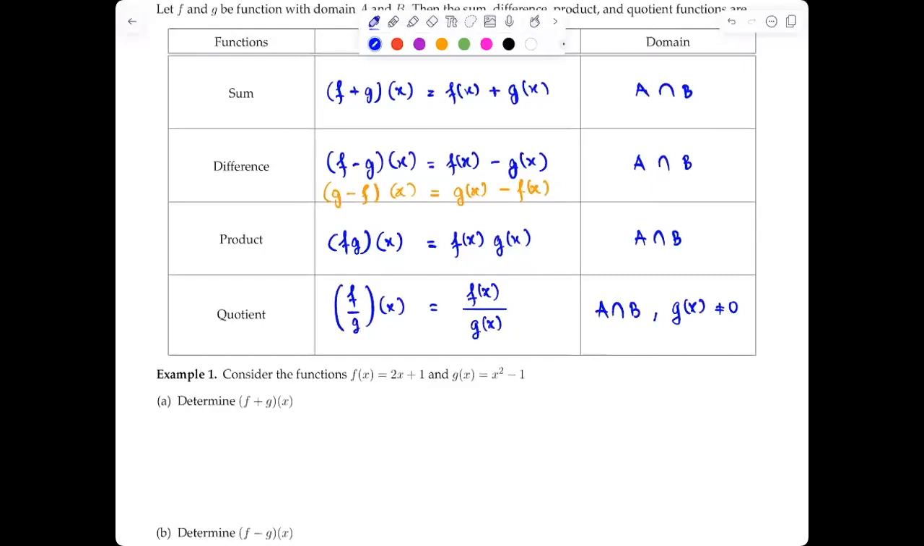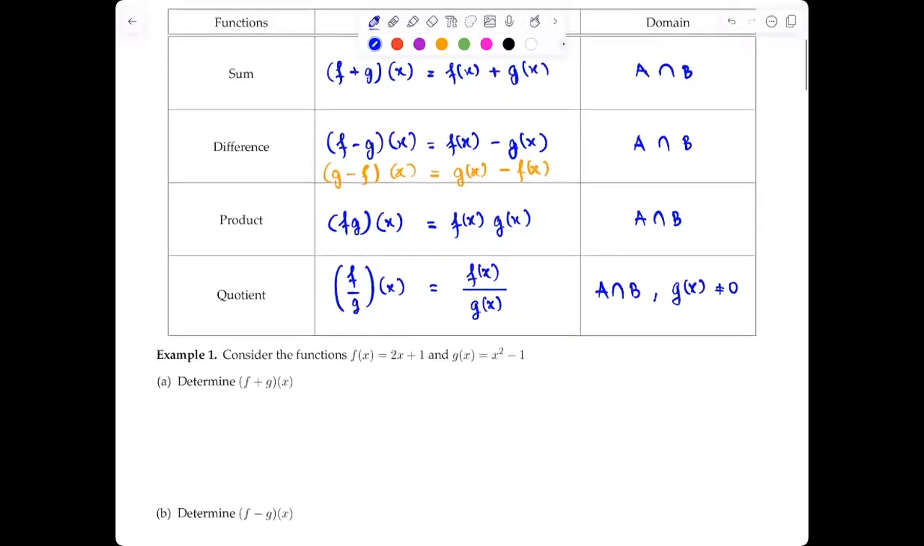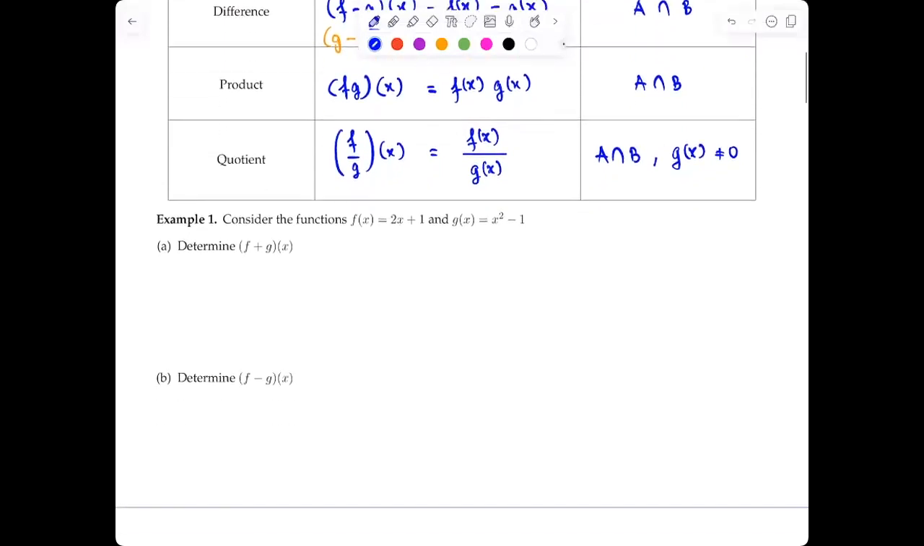All right, so that's the four combined functions that we want to look at in the first half of the lecture: the sum functions, the difference functions, product functions, and quotient function. All right, so let's do some exercise on combining functions.